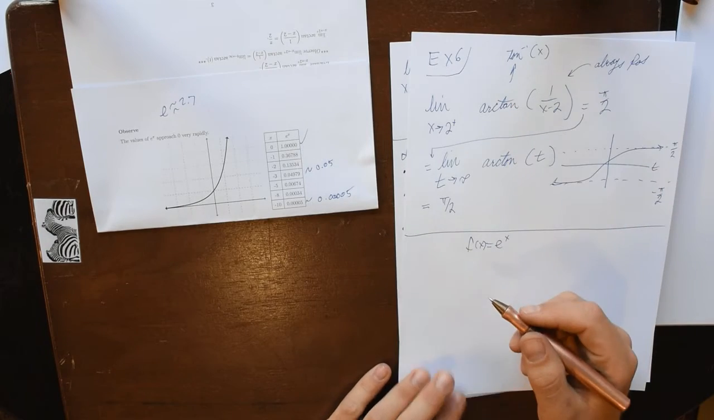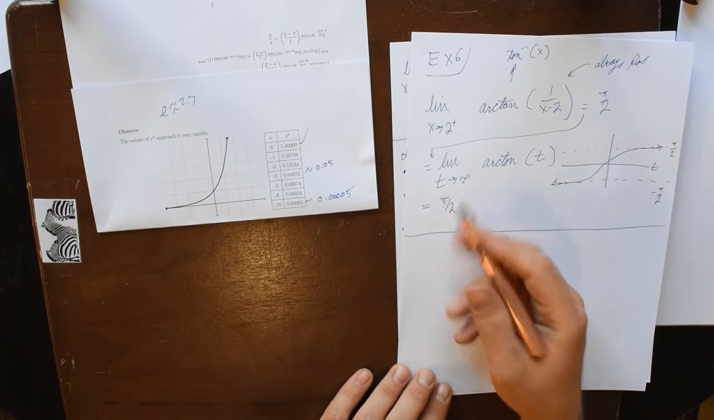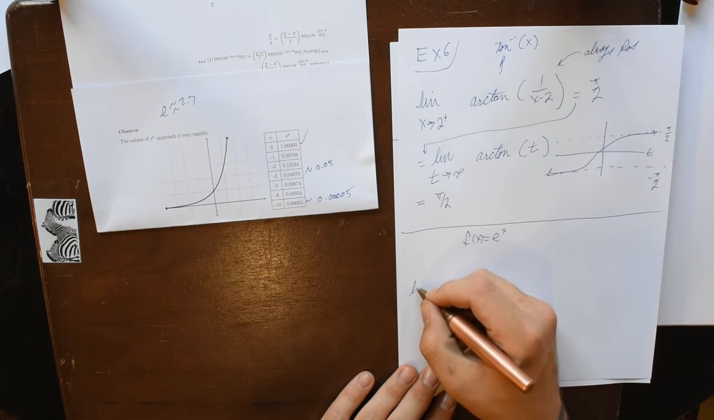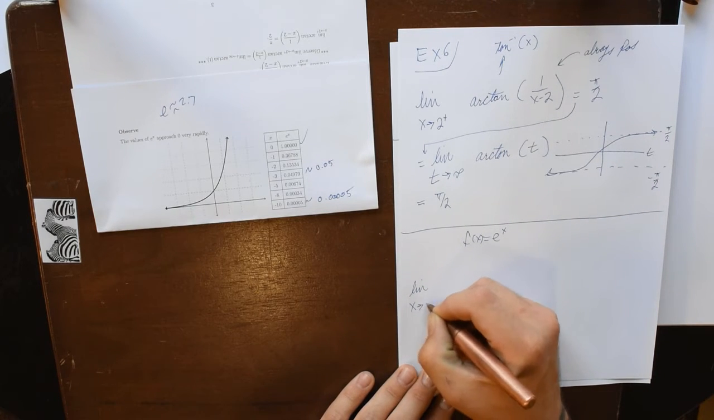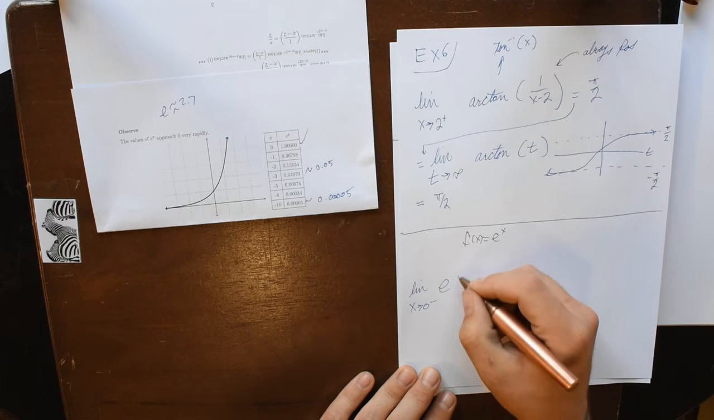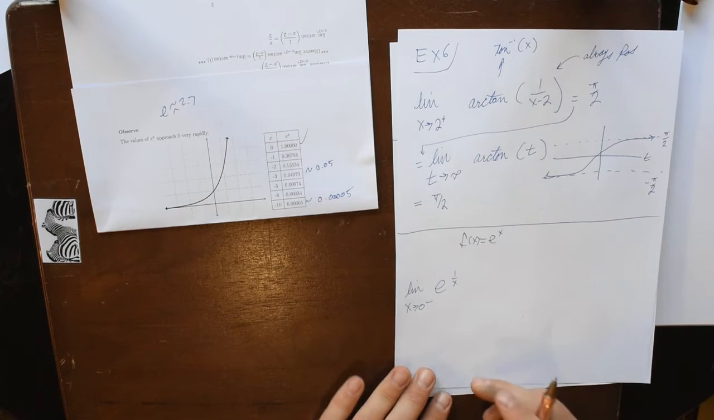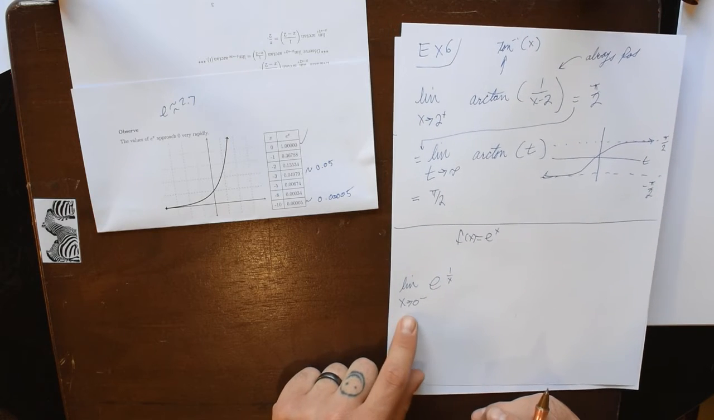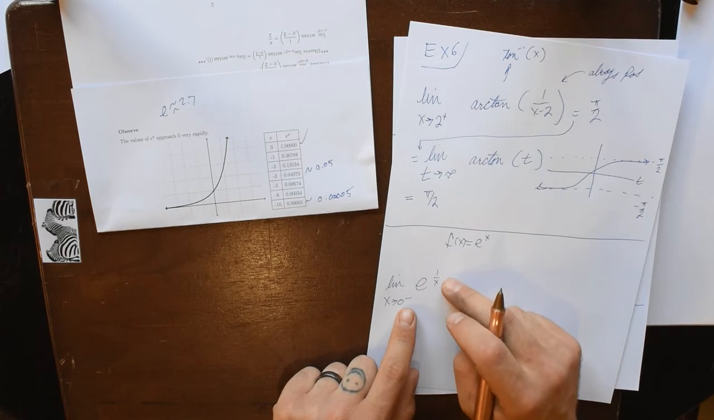So an example of these limits, that means, or the substitution with regards to limits, is we can say things like the limit as x approaches 0 from the left of e to the 1 over x.